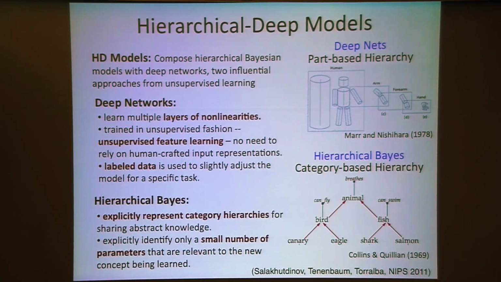But there is another notion of hierarchies, which is a category-based hierarchy, right? Here you're explicitly representing category hierarchies that would allow you to share abstract knowledge. And you can explicitly identify only a small number of parameters that are relevant for a particular novel concept that you're learning, right? So here, for example, you can say that canary and eagle are part of the bird category and they share certain parameters and so forth.